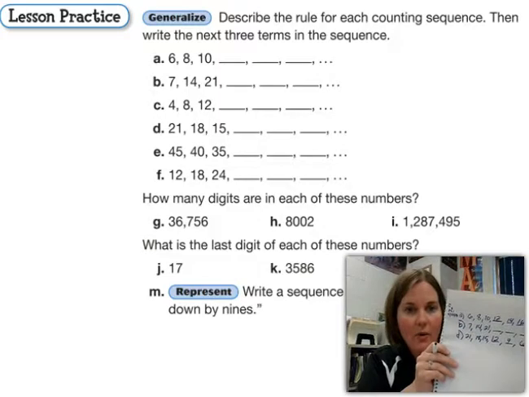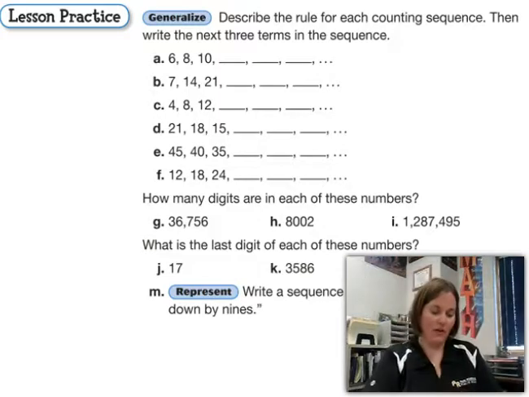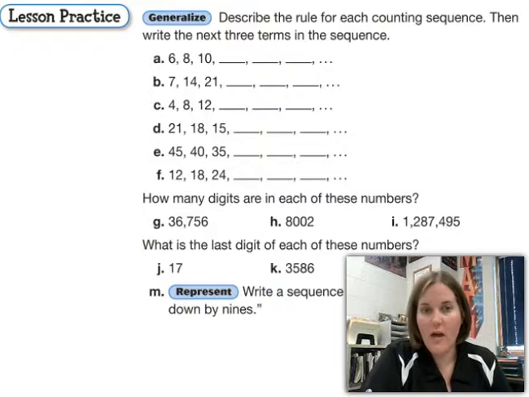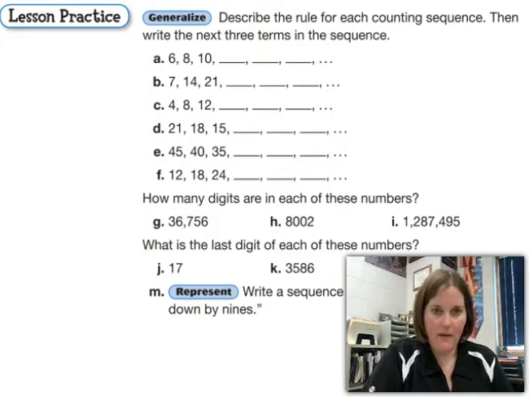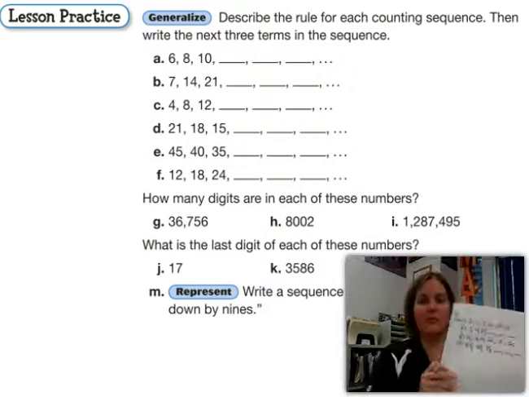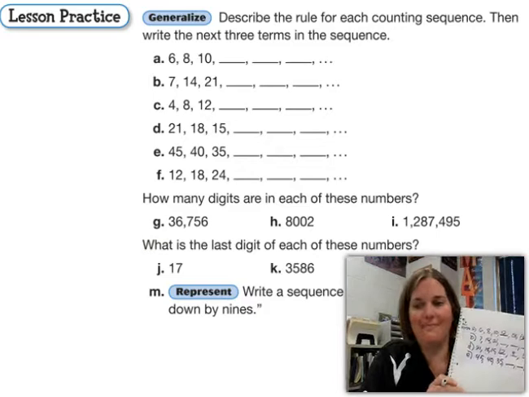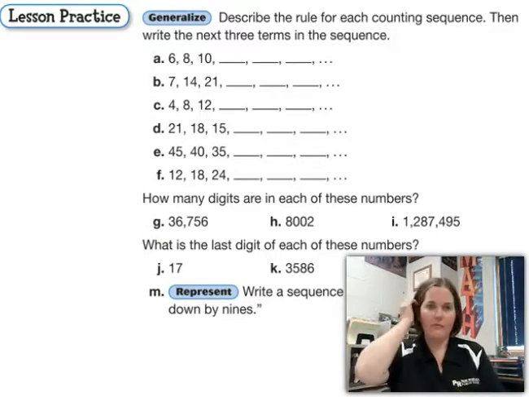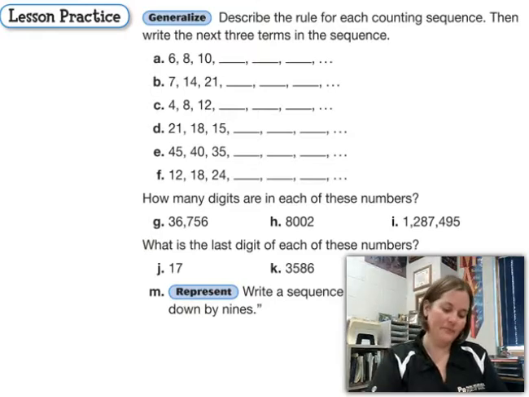All right, I would like you to try E on your own. So again, if you need to pause the video, please do so. E gives you 45, 40, and 35. You need to determine the pattern and figure out the next 3 terms. Give yourself a little more time if you need it. We're going to go on to a couple more. We'll take a look at G.